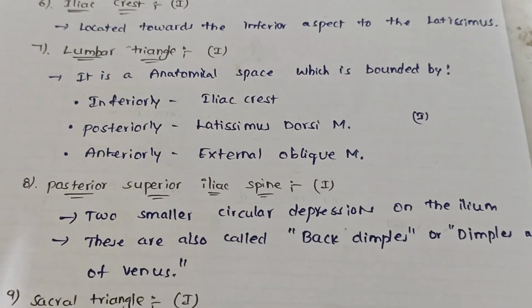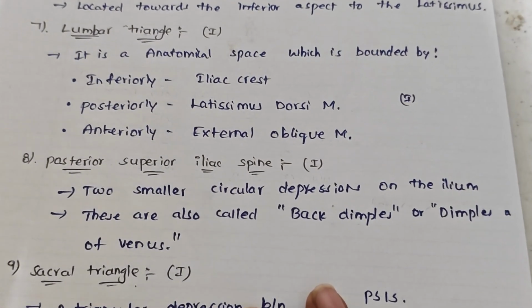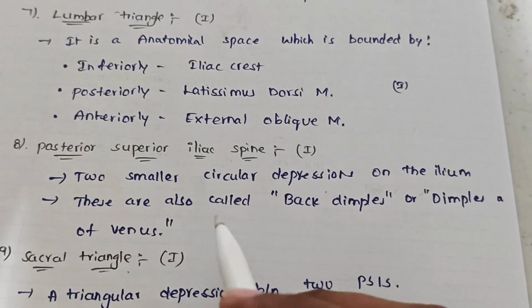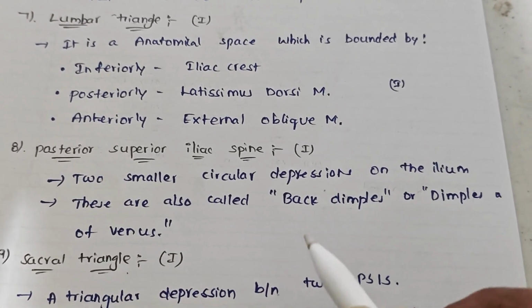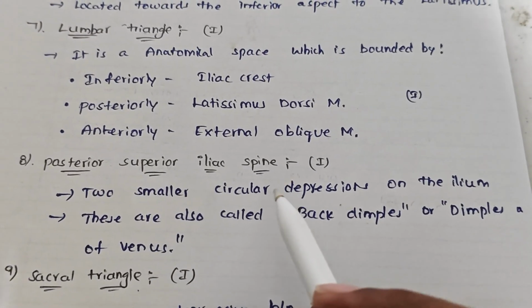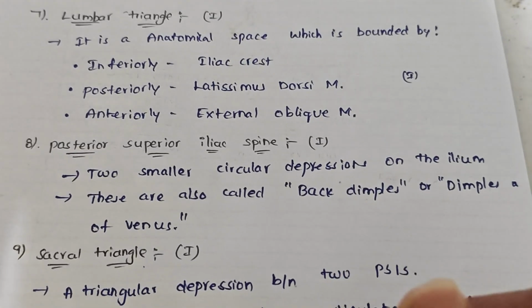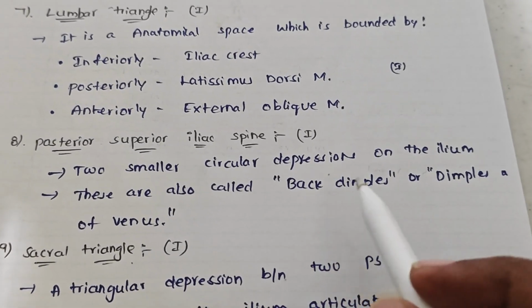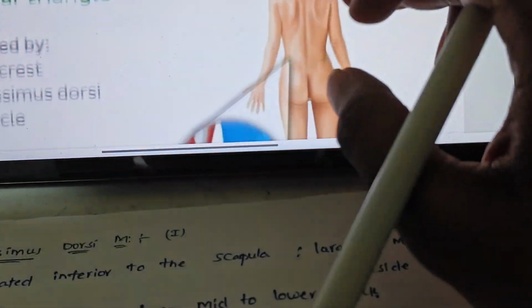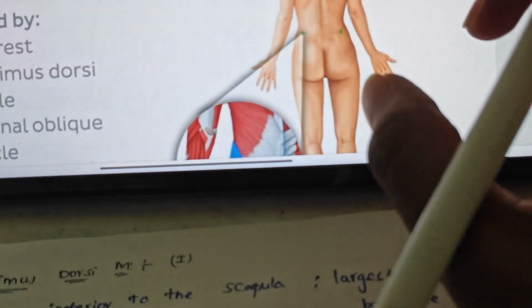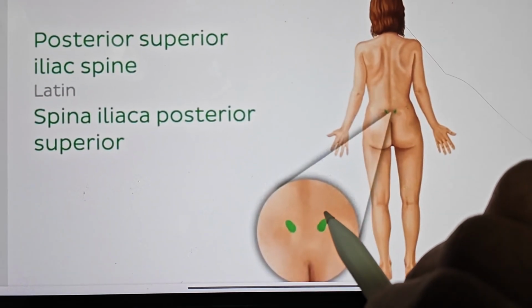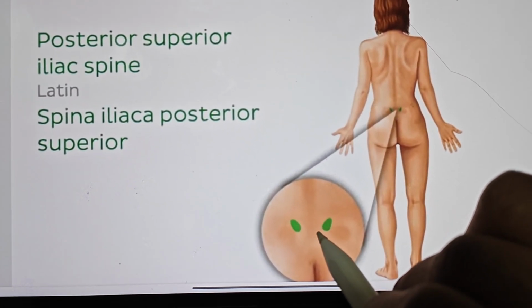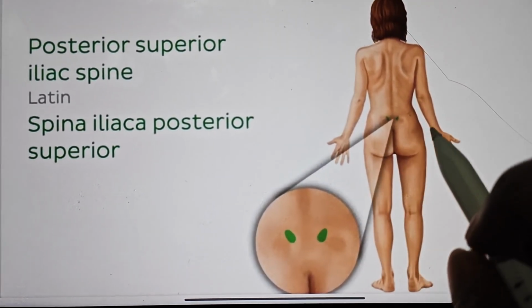Next one is posterior superior iliac spine. Two smaller circular depressions on the ilium are called posterior superior iliac spine. These two are called back dimples or dimples of Venus. These two are the posterior superior iliac spine.